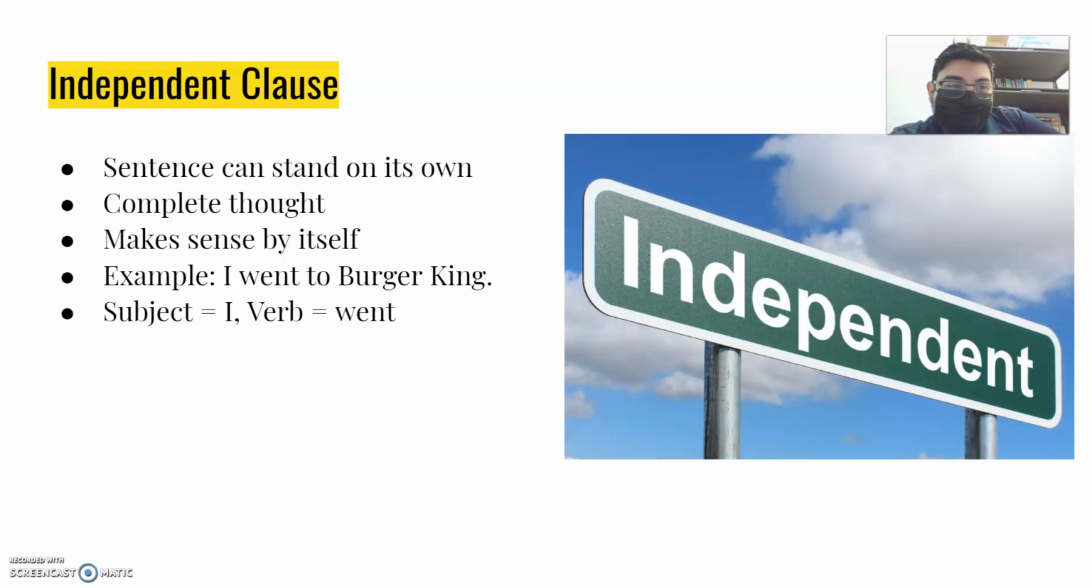Independent clauses. An independent clause is a sentence that can stand on its own. It's a complete thought, makes sense by itself. I went to Burger King. That's an independent clause. Stands on its own. If you told someone I went to Burger King, it makes complete sense. I is the subject and went is the verb.